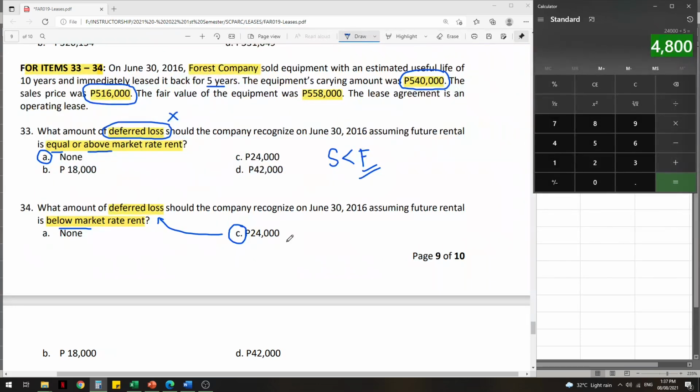So, these are your answers. It's a purely theoretical question for number 33 and 34. So, let's proceed to the next items.